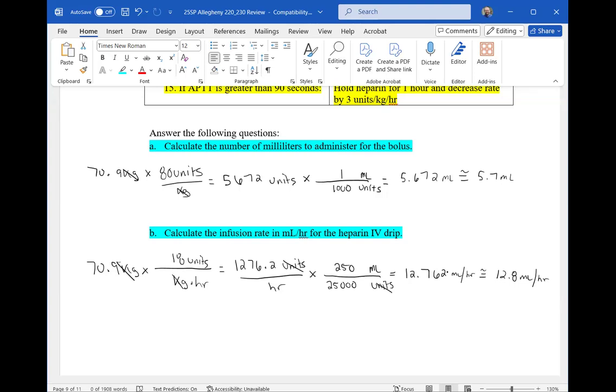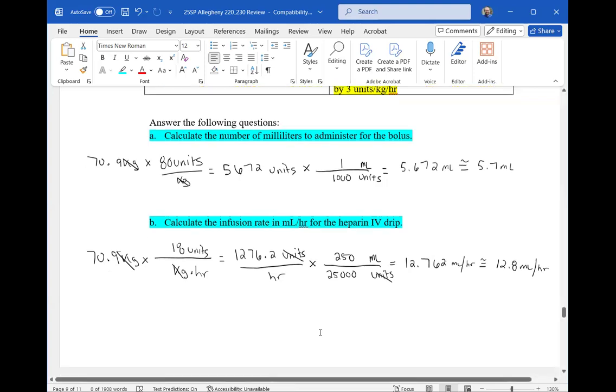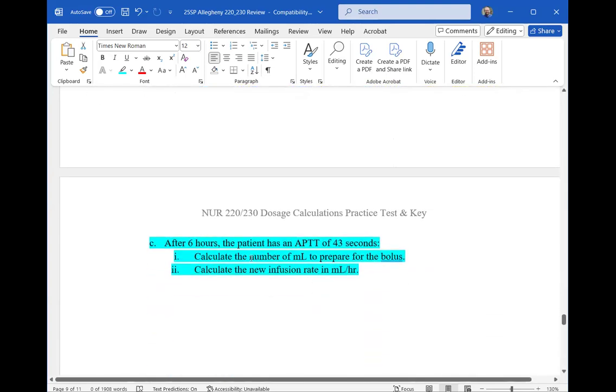So like I said, you're going to get two questions to answer for the heparin protocol. Calculate the bolus, calculate the infusion rate. Okay. Now, the reason I threw in the next blue question is just for extra practice. So I'm just going to scroll down to that real quick just so you can see.